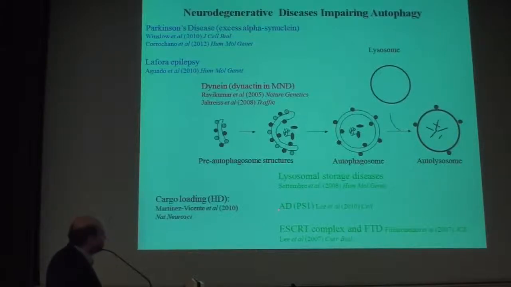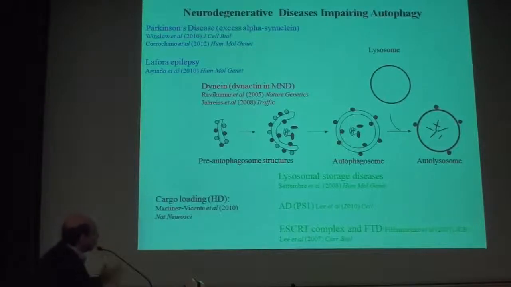So Ralph Nixon has shown that in Alzheimer's disease caused by presenilin 1 mutation, there's a similar type of defect at the level of the lysosome, and in rare forms of frontotemporal dementia caused by mutations in the ESCRT complex, Simonsen and others have again shown that these defects are in autophagosome-lysosome fusion.